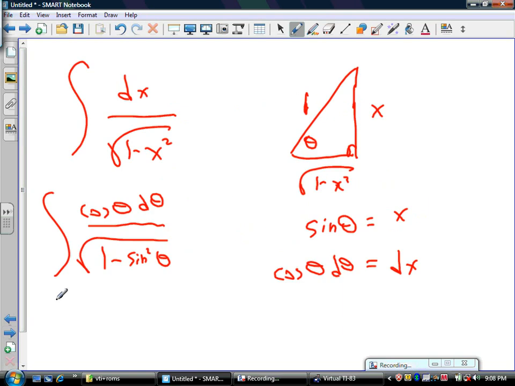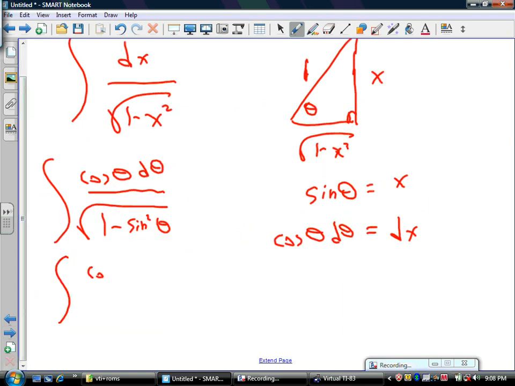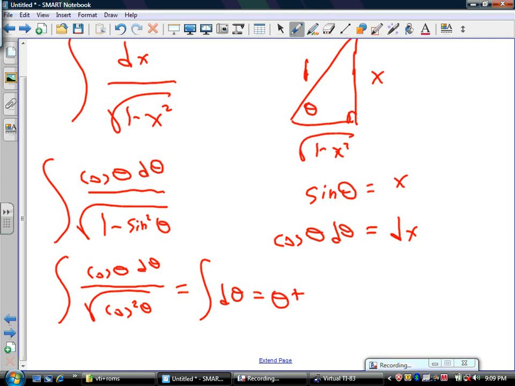Okay. So this is the integral of cosine theta d theta over the square root of cosine squared. But what's the square root of cosine squared? Cosine. And what's cosine over cosine? 1. So again, you're integrating d theta. So what do you get? Theta plus c. But who's theta? If sine theta is x, what's theta itself? The inverse sine. Arc sine both sides. And you get arc sine of x plus c.